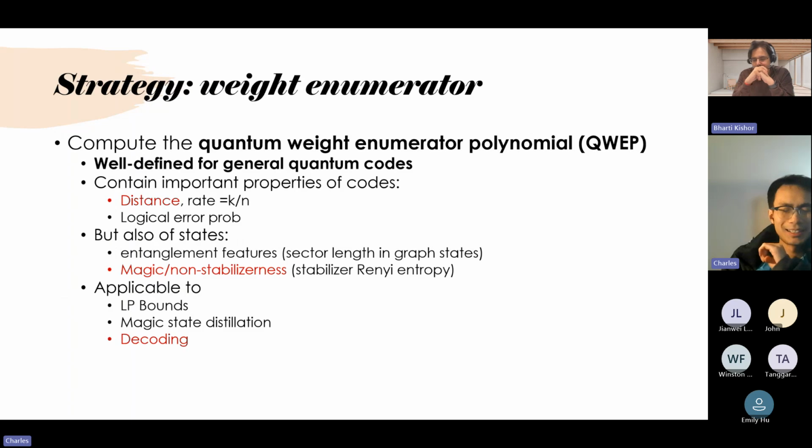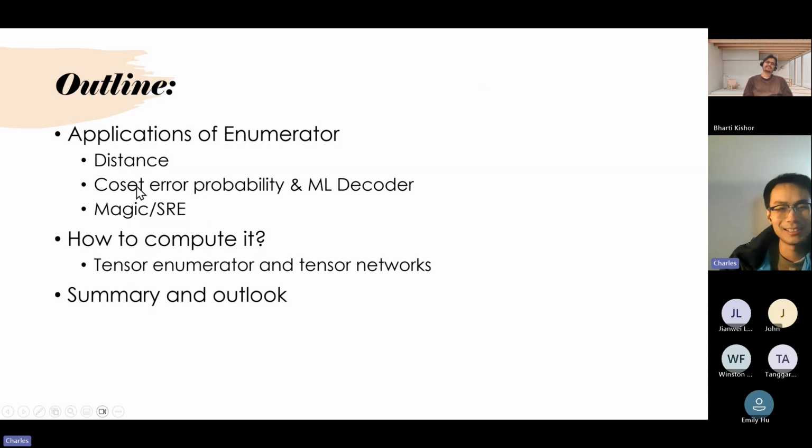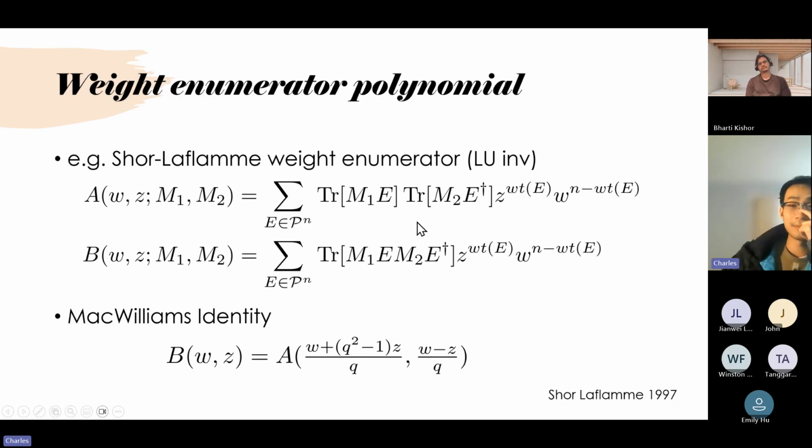That's right. Yeah, exactly. That was exactly the application of linear programming bounds and then distance. Since you mentioned this, I feel like maybe I should mention a little bit of what we actually did. Essentially, distance is well known, but here we're going to also introduce other enumerators called quantum coset enumerators that compute these coset error probabilities, and we're going to talk about some higher genus enumerators that compute magic. There's a lot more in the paper, but let me just focus on these objects.